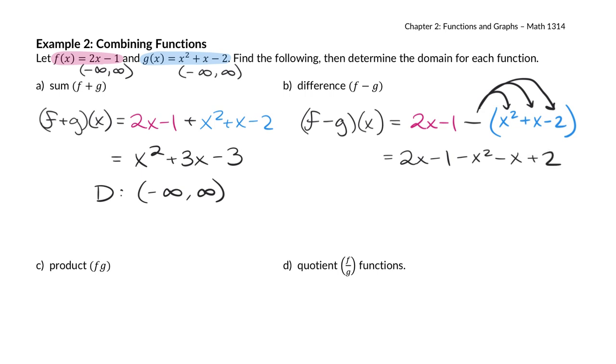Once we distribute, we combine like terms, putting it in standard form, which would be negative x squared plus 1x plus 1. For this one, we took an all real numbers plus or minus an all real numbers and made a quadratic, which means that the domain is still all real numbers from -infinity to infinity.